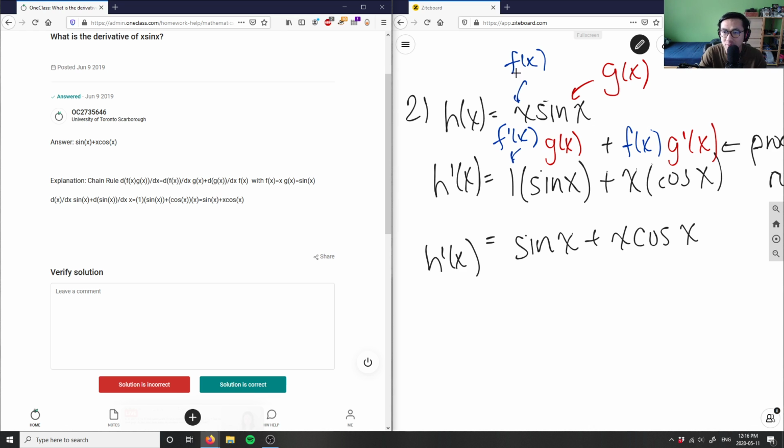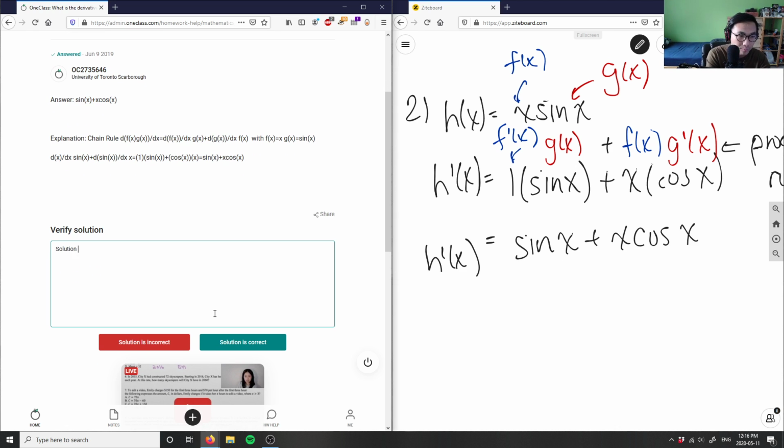He said f of x equals x and g of x equals sine x, which is good. So the derivative equals simply 1 times sine x, plus cos x times x, which is equal to sine x plus x cos x. So the solution here is correct. Good analysis, but could use better formatting, is what I would like to say for this problem. The solution here is correct.